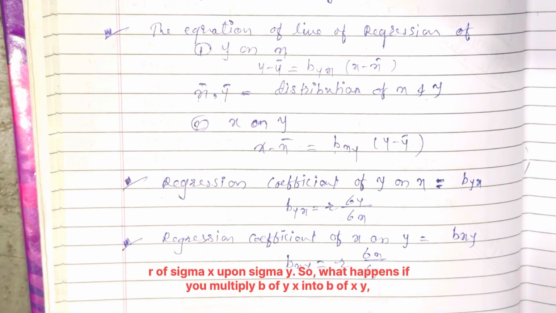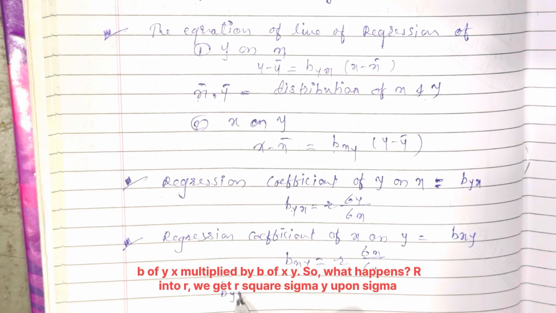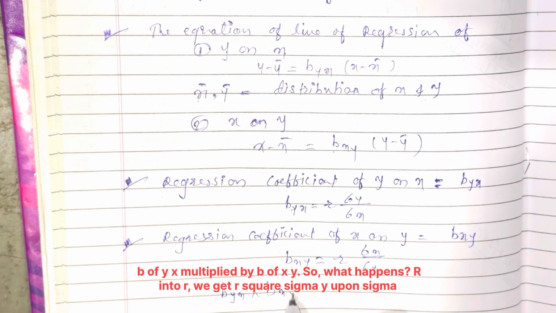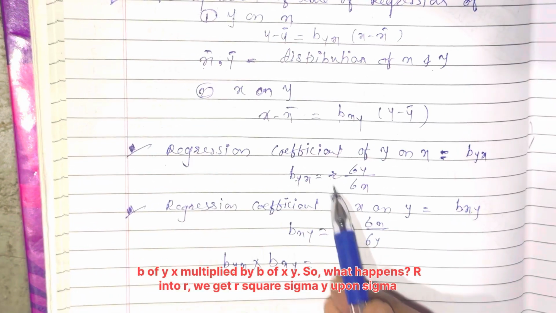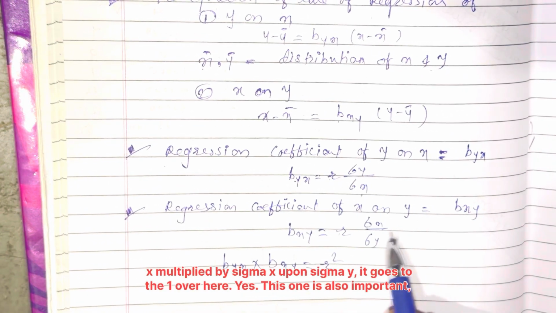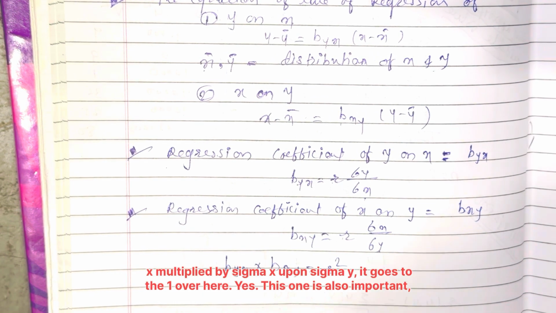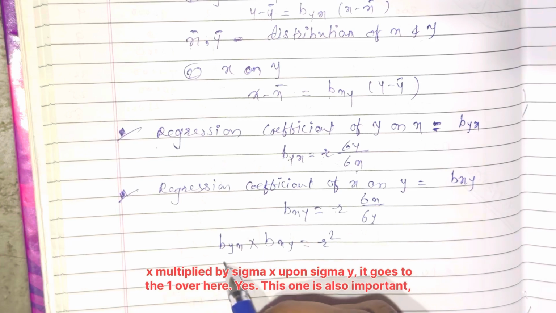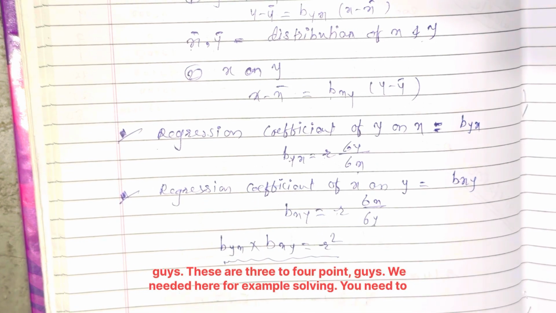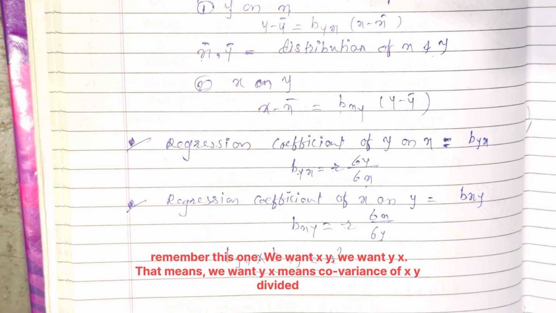So what happens if you multiply b of yx into b of xy? R into r, we get r square. Sigma y upon sigma x multiplied by sigma x upon sigma y goes to 1. This one is also important, guys. These are three to four points we need here for solving examples. You need to remember this one.